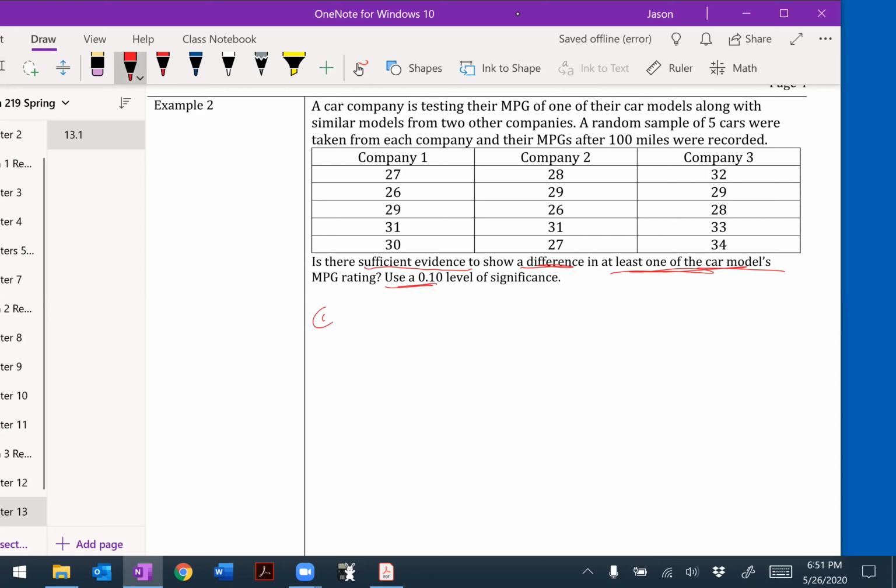Okay, so what do we want to do? We want to do the 5-step method. So we want to say, what's our null going to be? What's our null hypothesis and our alternative? Our null is that mu1 is equal to mu2 is equal to mu3.